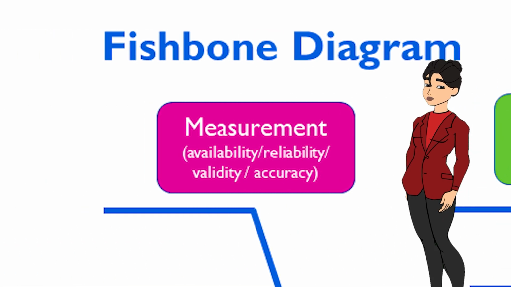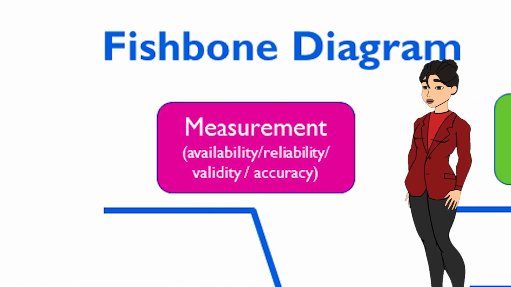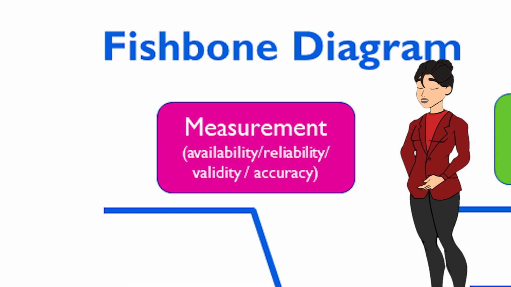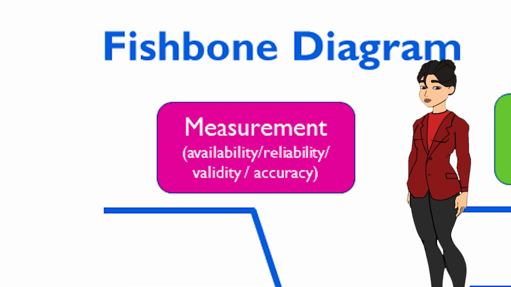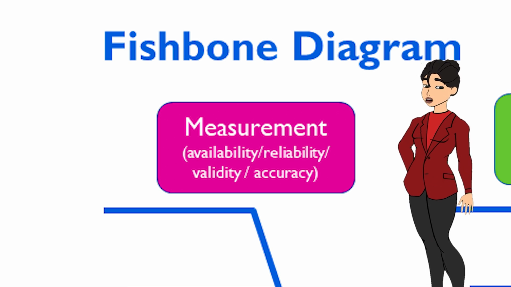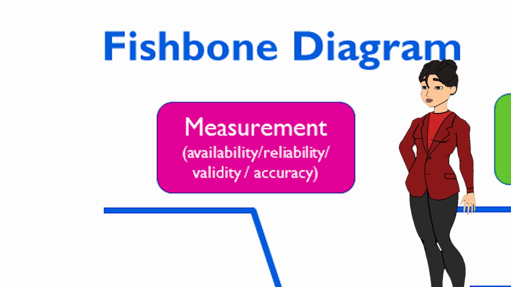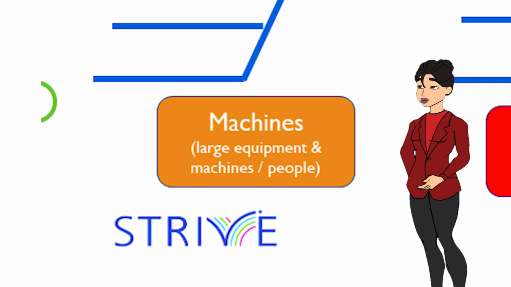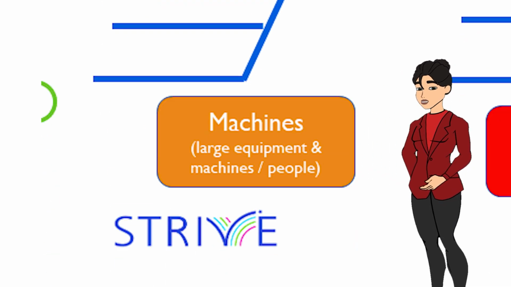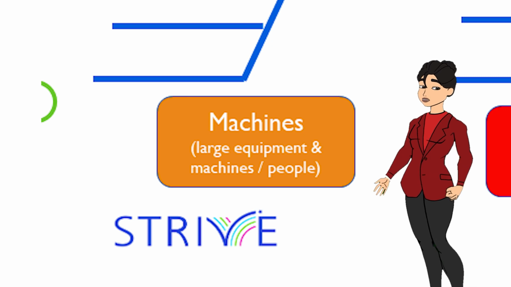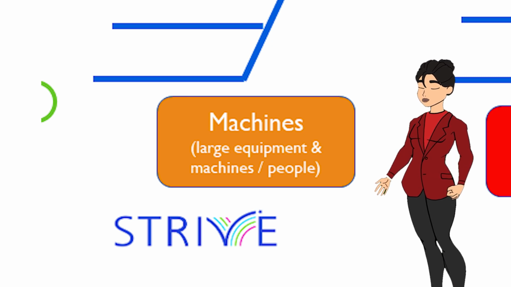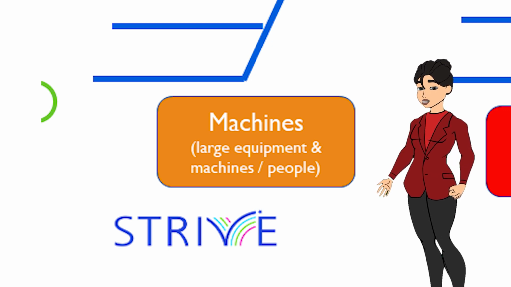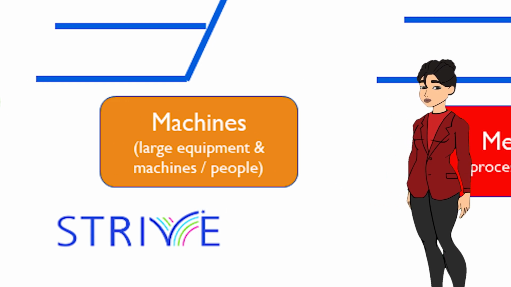When considering measurement and how this impacts the problem, this could involve considering accuracy, reliability, availability and validity of measurements and data relating to the problem. It may be that there is a lack of measurement, data or information which is impacting on the problem. When considering machines, be aware that in healthcare sometimes the person is the machine, and therefore some of these contributing factors may also be listed in the people category of the fishbone diagram.